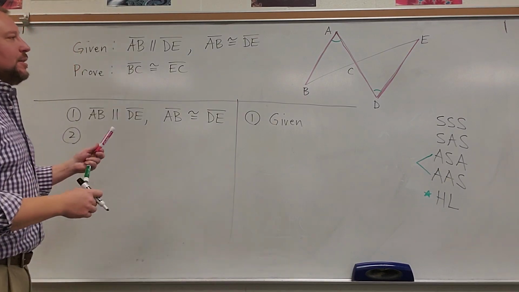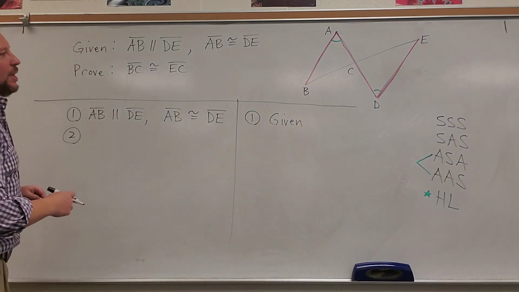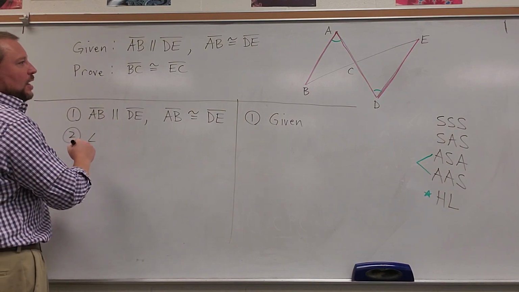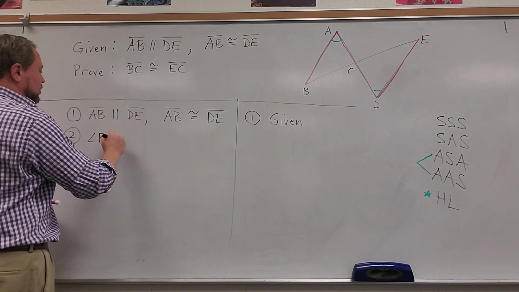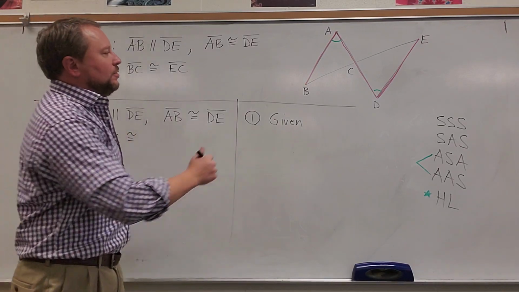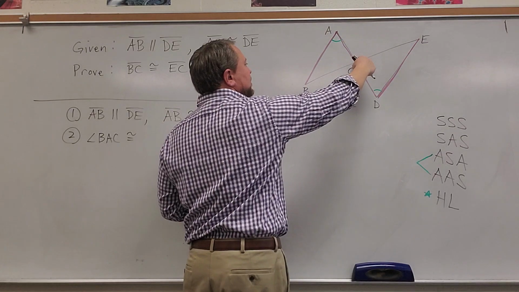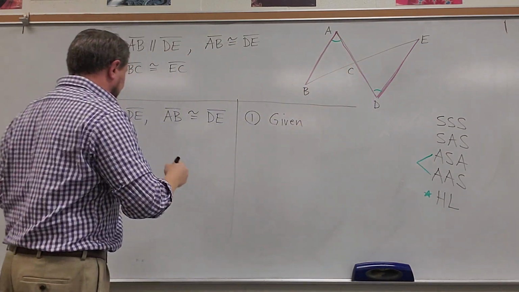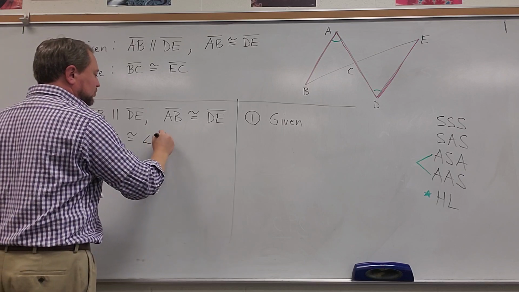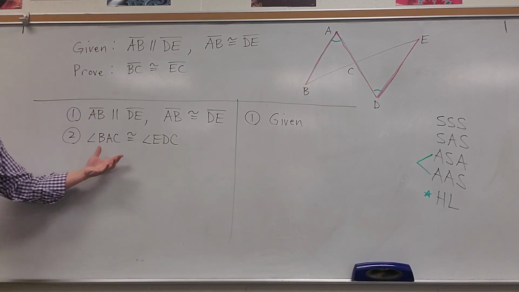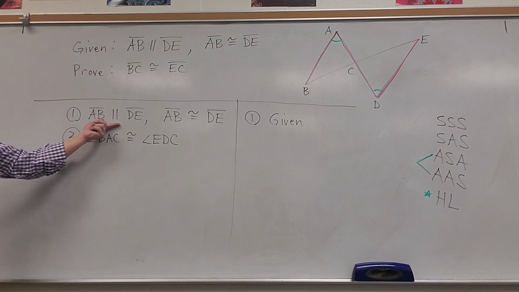So I'm going to list that in my proof here. I'm going to mention that angle BAC is congruent to angle, and BAC, you see it, BAC, is congruent to this angle, EDC. How did I know? Remember, it was based on the parallel lines.